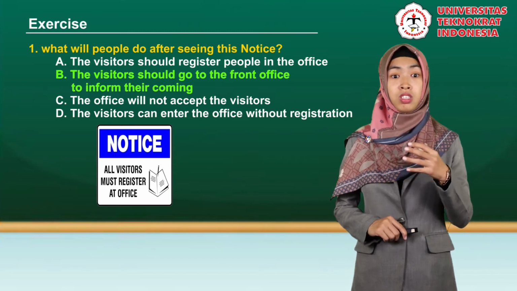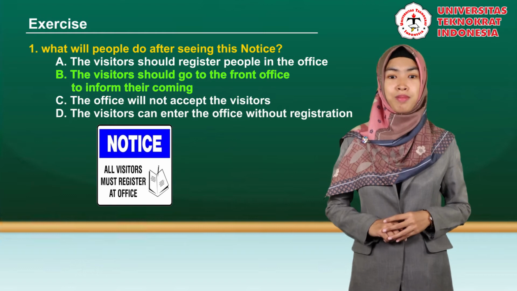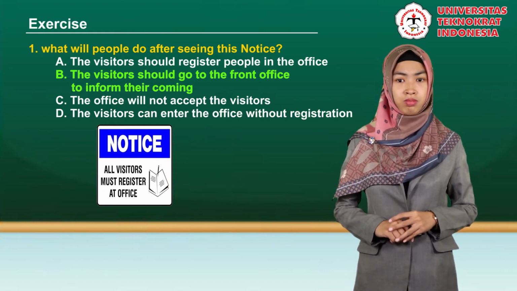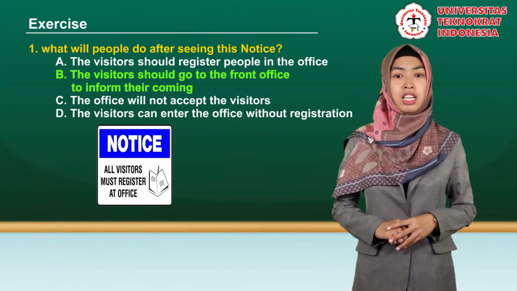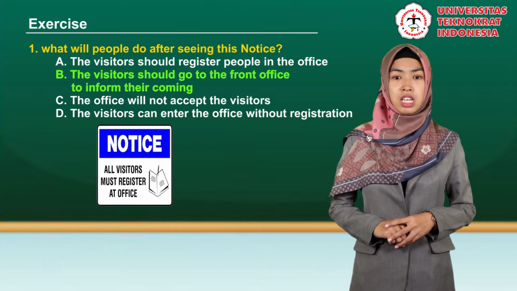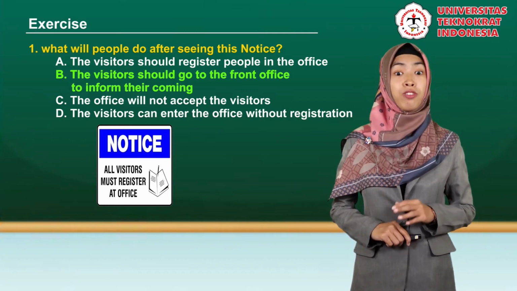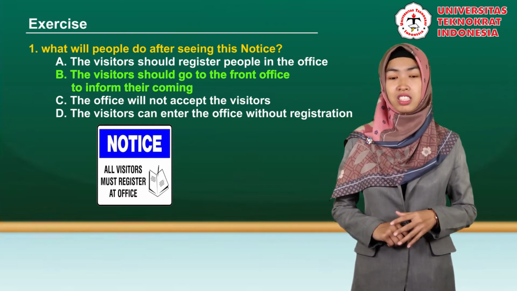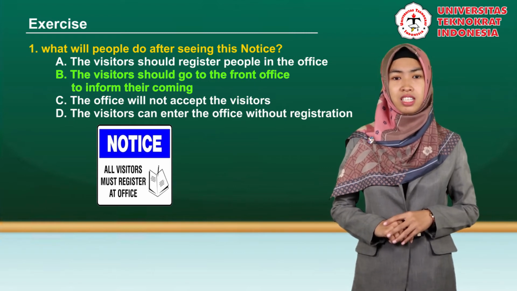But the information says that they must register themselves. And C, the office will not accept the visitors. Well, there is no information related to this option. And the last one, D, the visitors can enter the office without registration. Of course not, because it is clearly stated that the visitor must register themselves. So for the first one, I think it's clear enough, right?